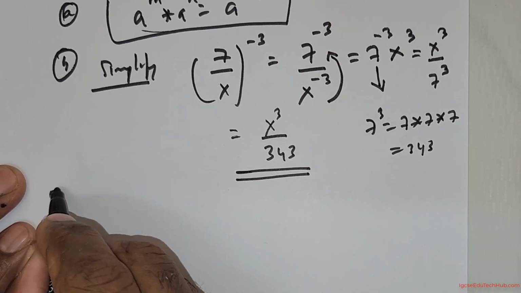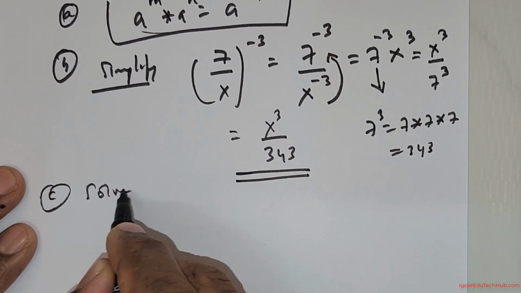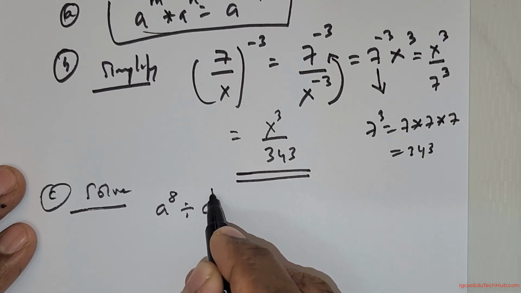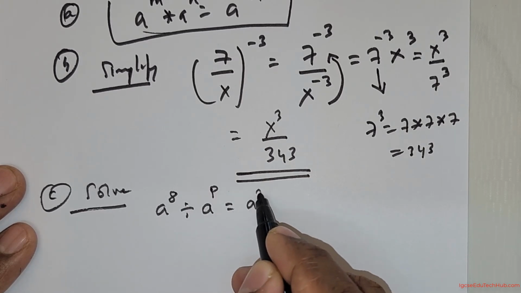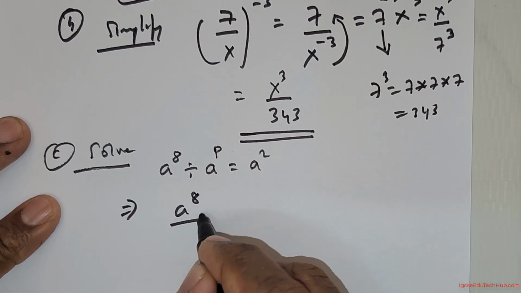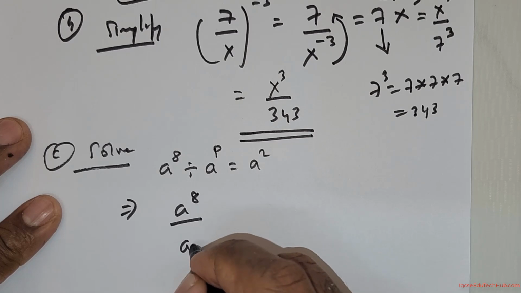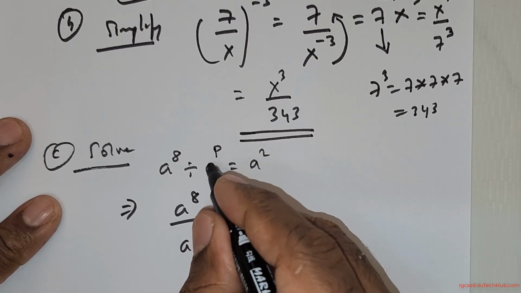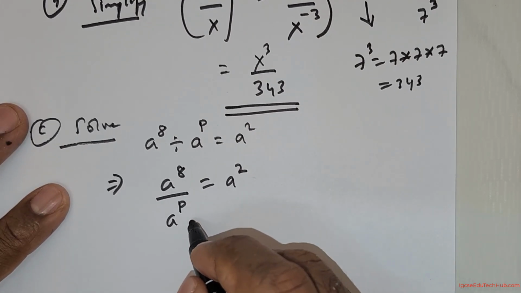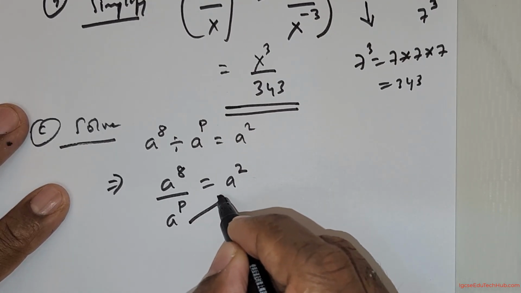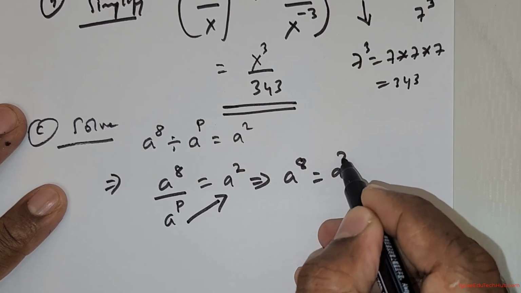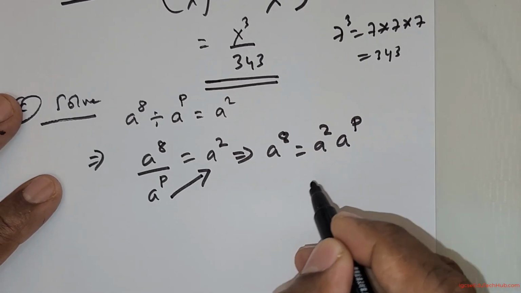Now you have the next question: solve a raised to the power of 8 divided by a raised to the power of p is equal to a squared. Now this can be rewritten as a raised to the power of 8 over a raised to the power of p, since the division comes over here, equal to a raised to the power of 2. Now what you got to do is you cross multiply. When you cross multiply, you get a raised to the power of 8 is equal to a squared times a raised to the power of p.